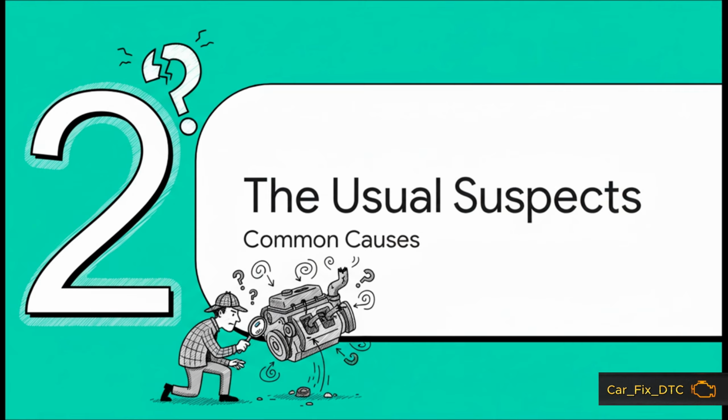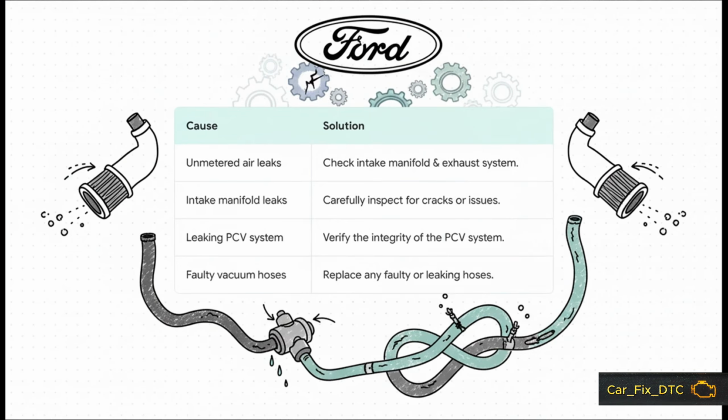Well, it's time to investigate the usual suspects, the most common causes for this code. Here's our lineup of culprits. The leak could be lurking in the intake manifold, or maybe even the exhaust system. You could be looking at a cracked intake manifold itself, a faulty PCV system, that's the positive crankcase ventilation system, or it could be something as simple as an old, brittle, cracked vacuum hose. And hey, here's a little pro tip for you. Those vacuum hoses are so often the number one culprit, so that's a fantastic place to start your search.